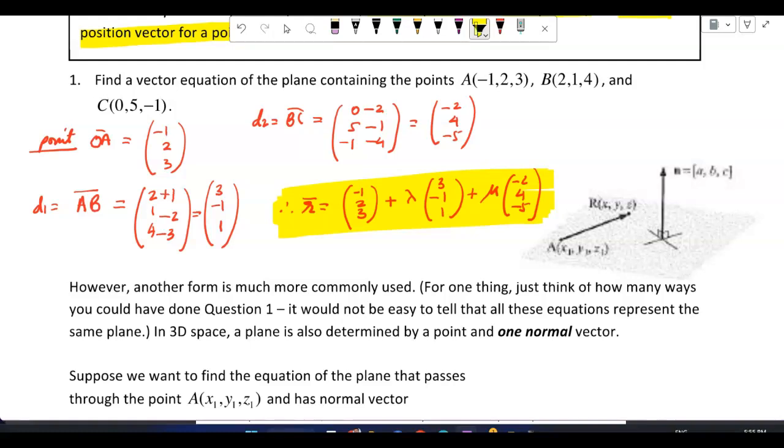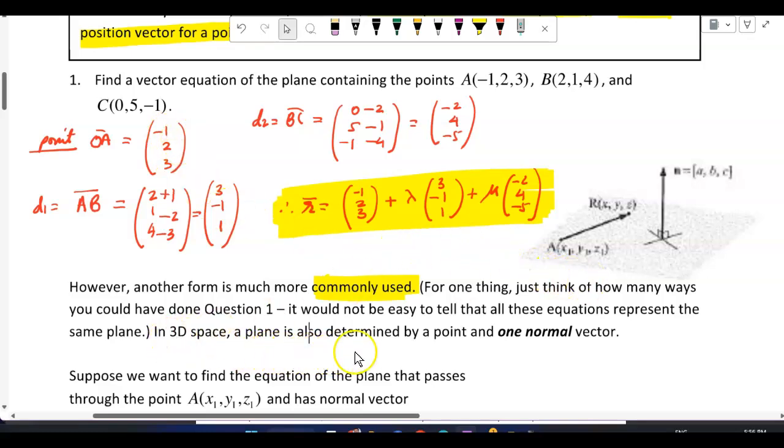However, another form is more commonly used. Now, this is not commonly used. The other form is more commonly used. For one thing, just think of how many ways you have done question 1. It will not be easy to tell that these vectors represent the same plane. Somebody will do AB, somebody will do CA, so you won't come to know. Somebody, instead of point A, can also use point B. So it's very difficult to see.